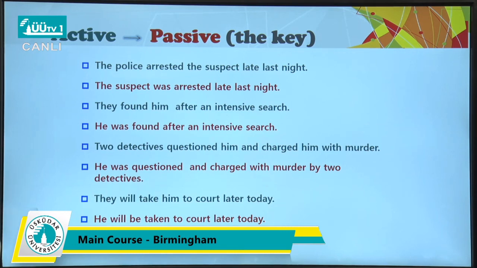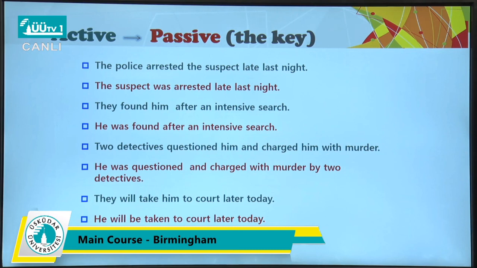Two detectives questioned him and charged him with murder. Him is our object. Our main verb is questioned, and two detectives is our subject. We have to start our sentence with the object. He was questioned, because it is the past tense again. Was or were plus past participle. He was questioned and charged with murder by two detectives.